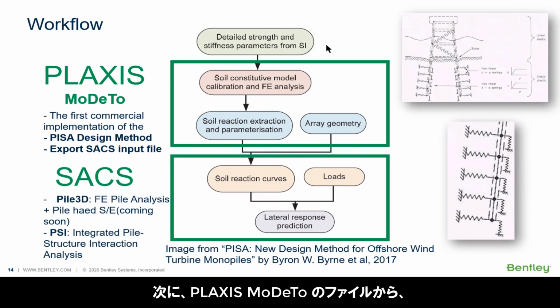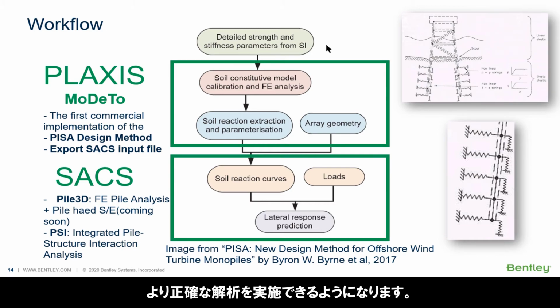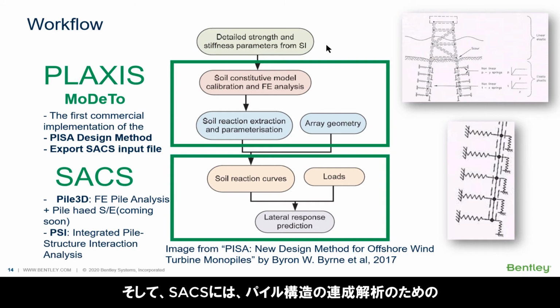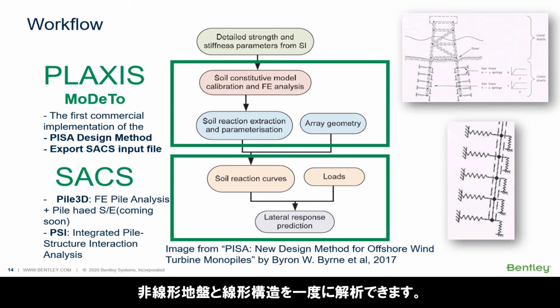Then, with the file from PLAXIS MoDeTo, SACS runs the FEA analysis of a pile or piles using the Pile 3D module. And in the picture, the pile has a super element which represents the stiffness of the linear structure, which will be available for more rigorous analysis. And also SACS has a PSI module which represents the pile structure interaction analysis. This module allows us to analyze the nonlinear foundation and linear structure at a time through the iteration.